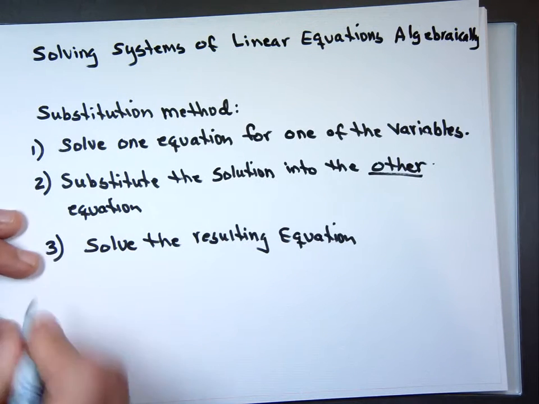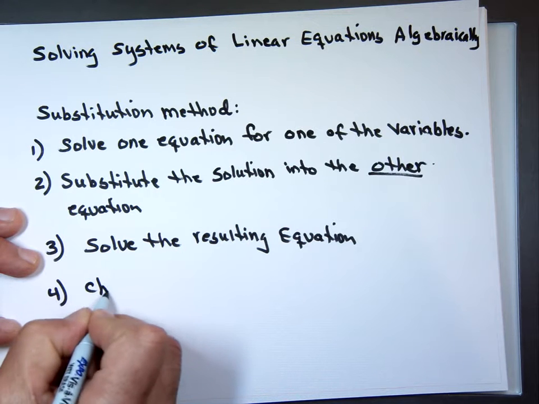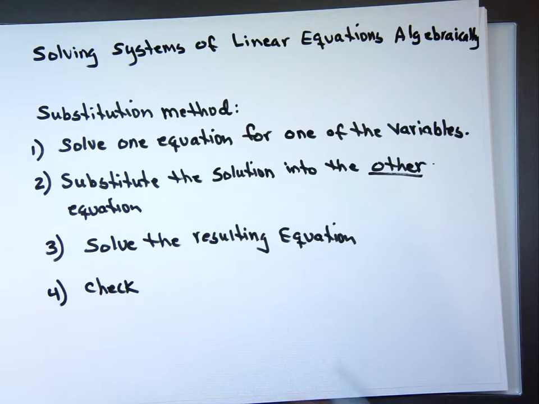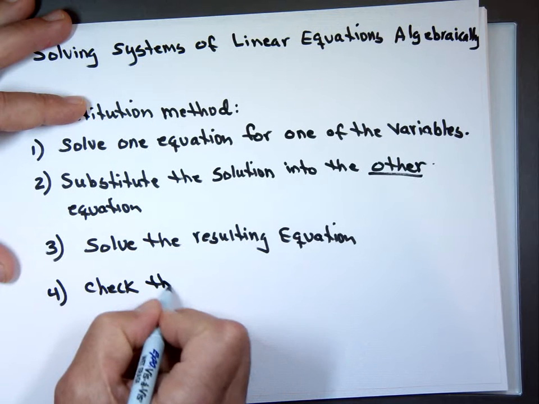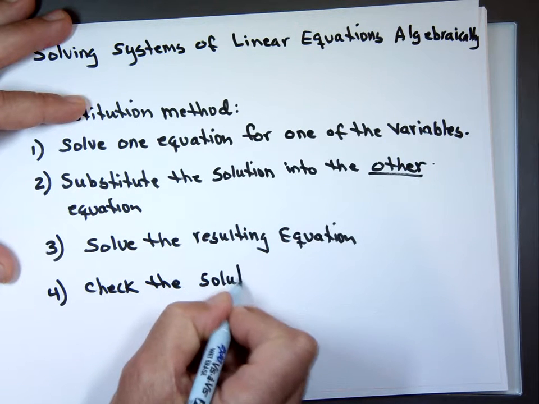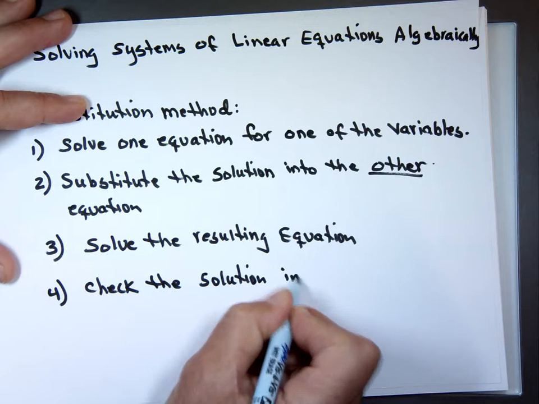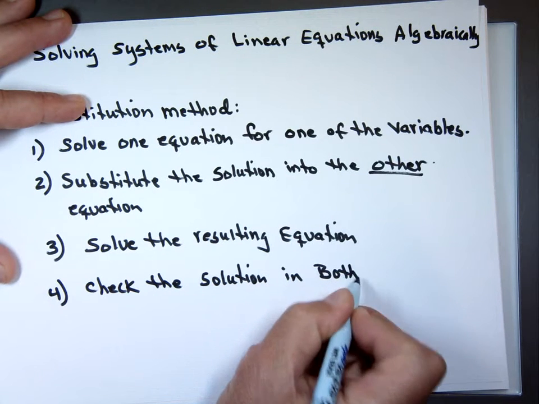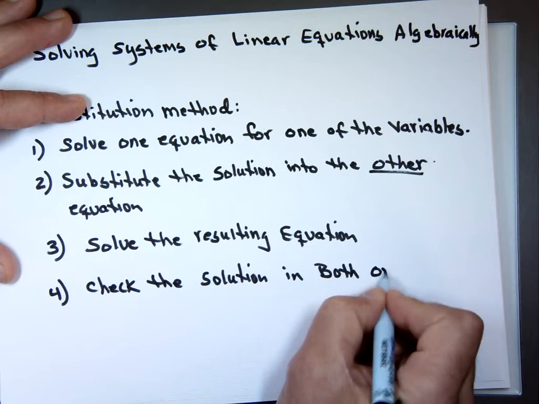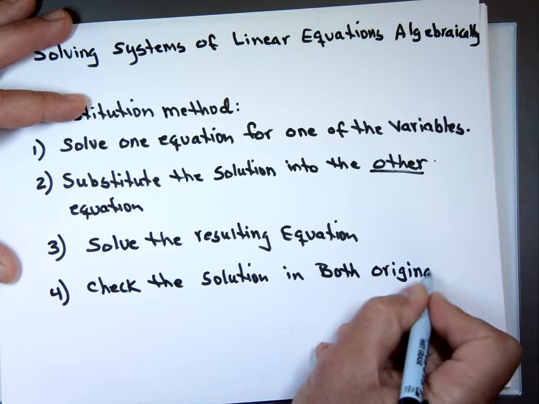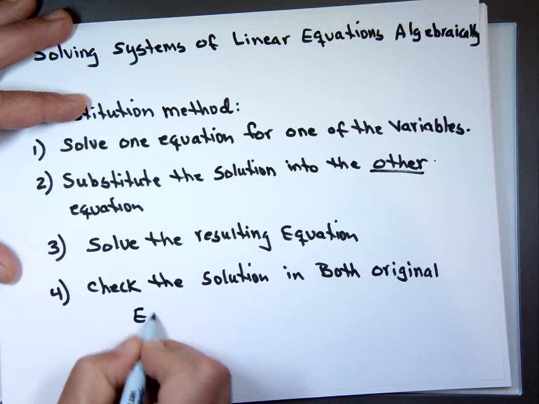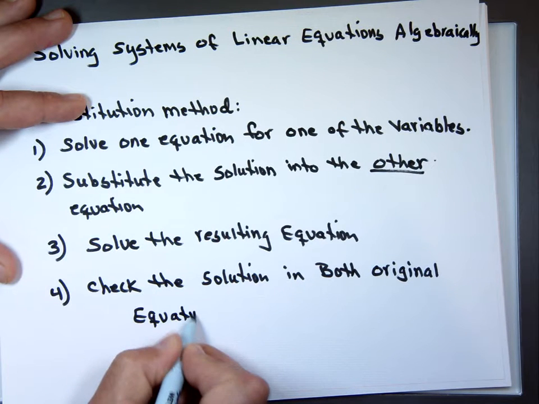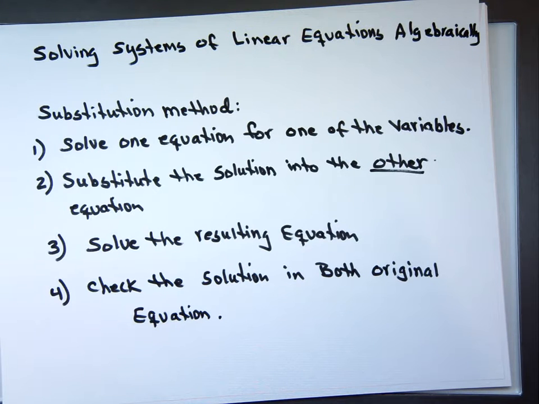And step number four, when you're done, check your answers. Check the values or the solution in both equations, not one, both. And you really want to check them on the original equations. Because sometimes if you make a mistake, the solution might be okay for the mistake that you made, but if you plug them into the original one, it doesn't work. So those are the steps I'm going to use. 4 steps.